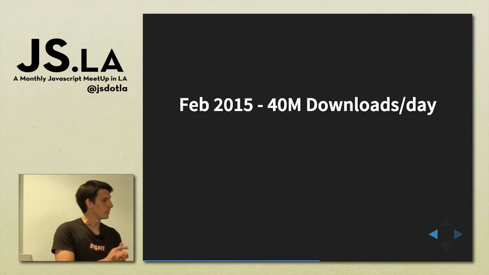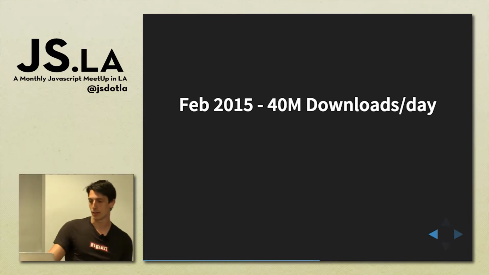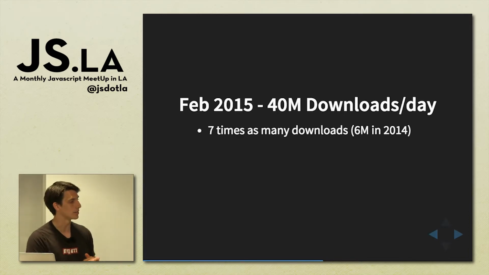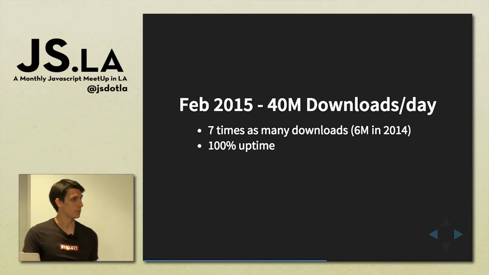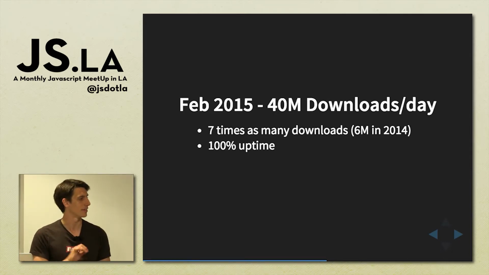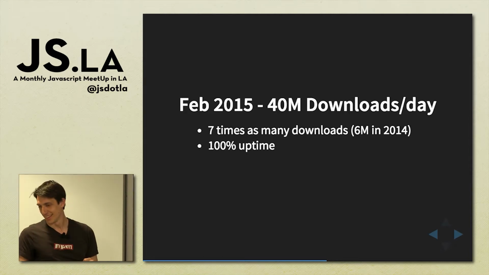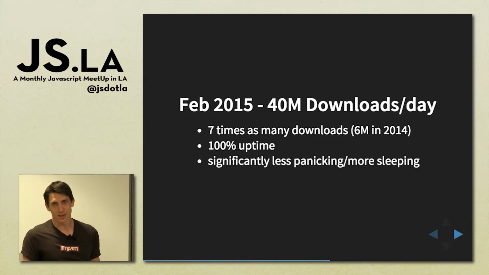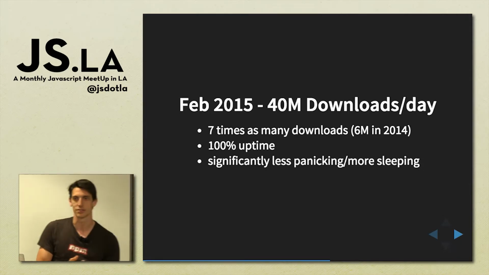Jump to February 2015, a year after npm formed a company. Instead of 6 million downloads a day, we're now handling 40 million downloads a day. We've had 100% uptime for a few months in a row at this point. I think I might have broken that record when I rolled out some of the new stuff last week. As an ops team, we're having significantly less panicking and significantly more sleeping, which is great.